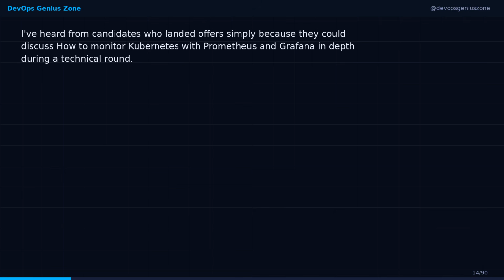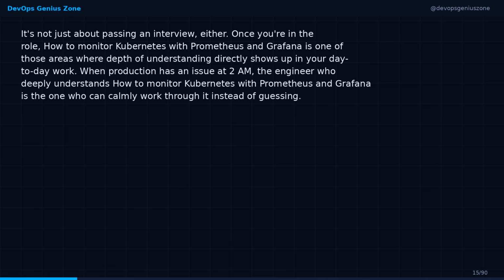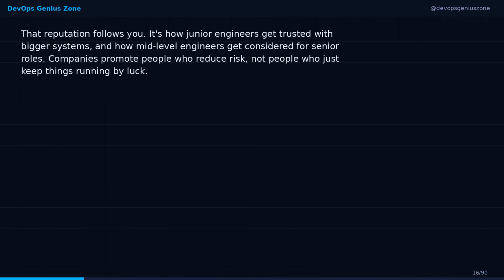Once you're in the role, how to monitor Kubernetes with Prometheus and Grafana is one of those areas where depth of understanding directly shows up in your day-to-day work. When production has an issue at 2 a.m., the engineer who deeply understands how to monitor Kubernetes with Prometheus and Grafana is the one who can calmly work through it instead of guessing. That reputation follows you. It's how junior engineers get trusted with bigger systems, and how mid-level engineers get considered for senior roles. Companies promote people who reduce risk, not people who just keep things running by luck.